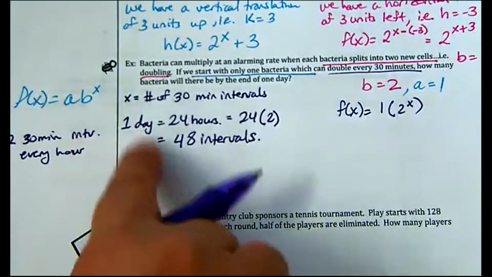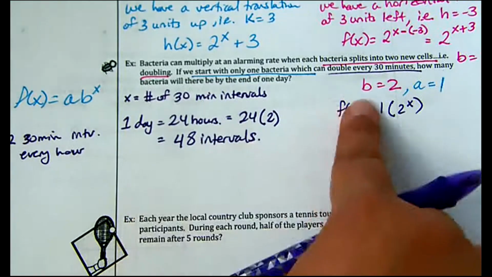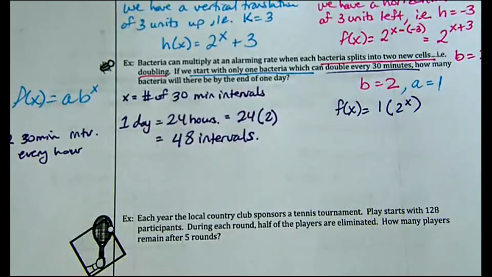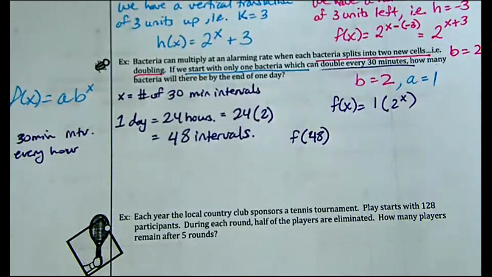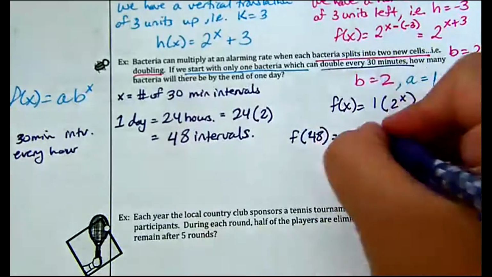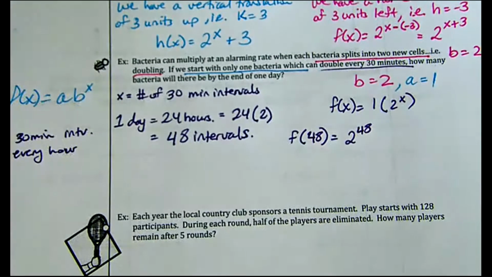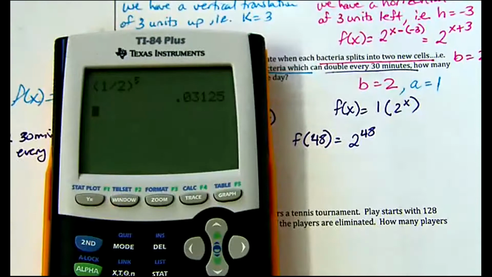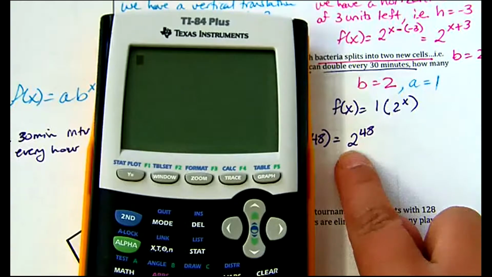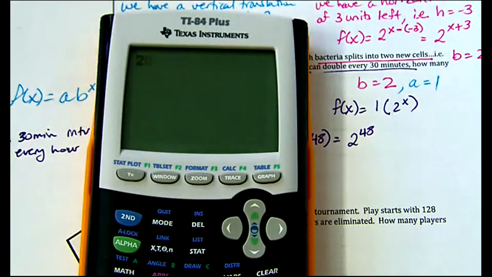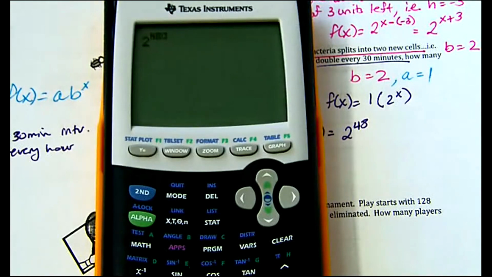Okay, so that means my X at the end of one day will be 48. So how many bacteria will there be by the end of one day? Well, let's see. That's going to be F of 48 because I'm plugging in 48 into my X. So this will be 2 to the 48 power, which is handy dandy calculator. Remember, that's not 2 times 48. That's 2 to the 48th power. So 2, my little caret here, 48. You ready for this?